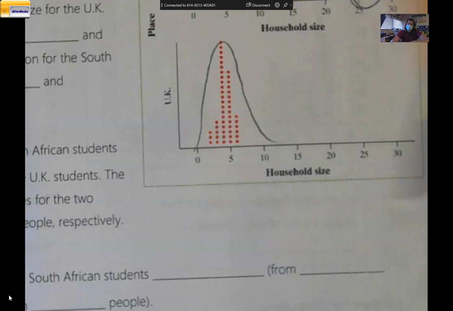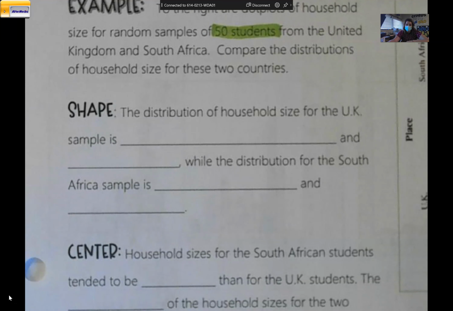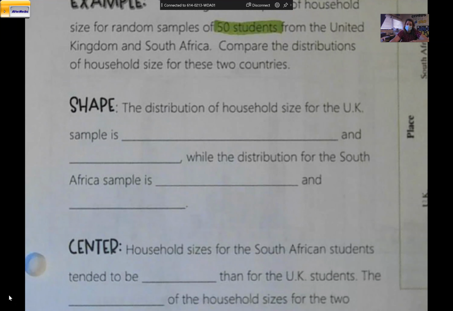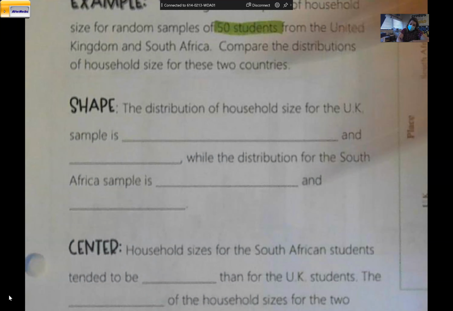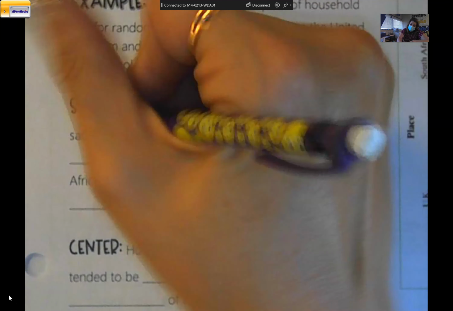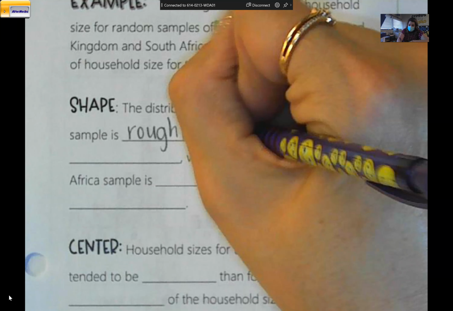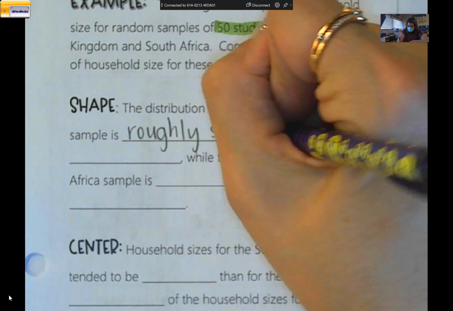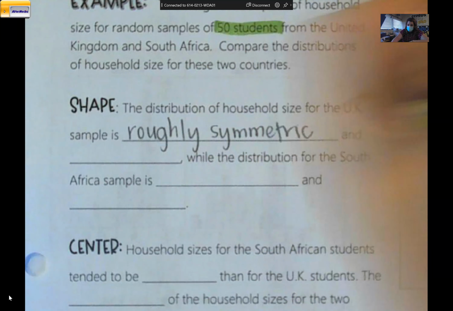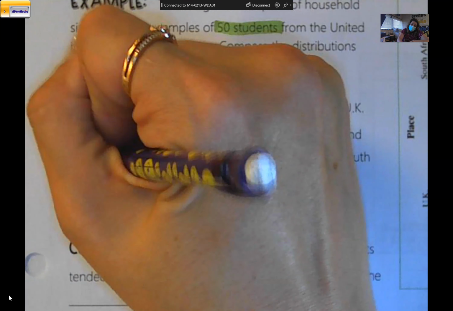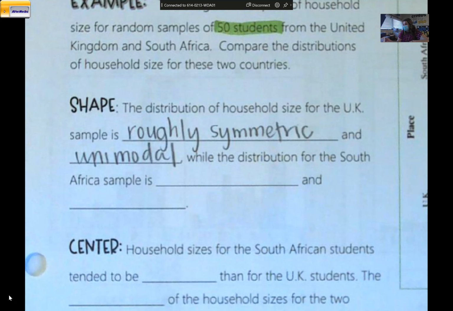So that's the first thing that we compare when they ask us to compare distributions. Moving over to the shape, it says the distribution of household size for the United Kingdom sample is roughly symmetric, because that's the red one on the bottom. Roughly symmetric and unimodal. So it has a peak at 4.